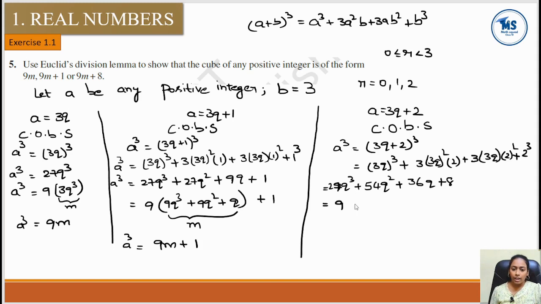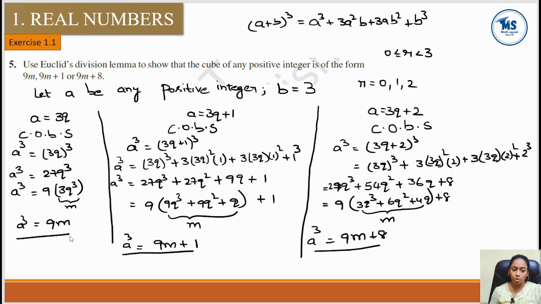Here if I take 9 in common, 3q cube plus 6q square plus 4q plus 8. Let's take this as m, an integer. A cube is equal to 9m plus 8. So a cube can be in only these three forms: 9m, or 9m plus 1, or 9m plus 8. That's what they have asked us to prove.